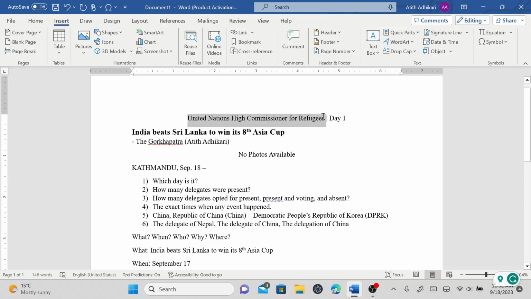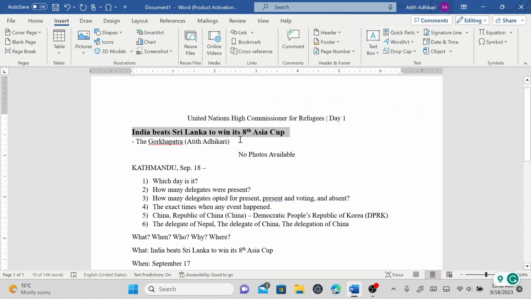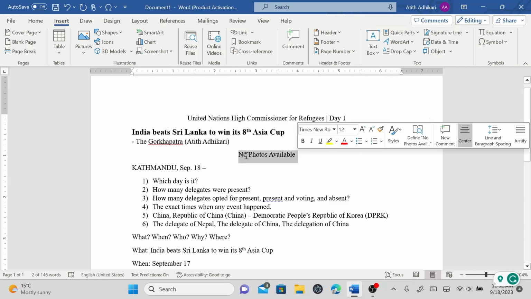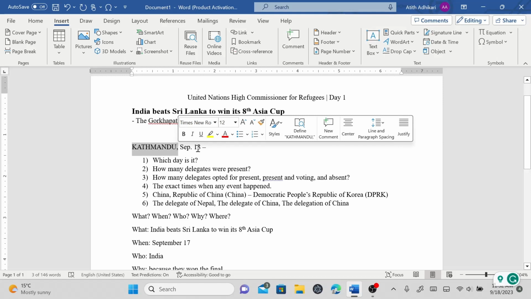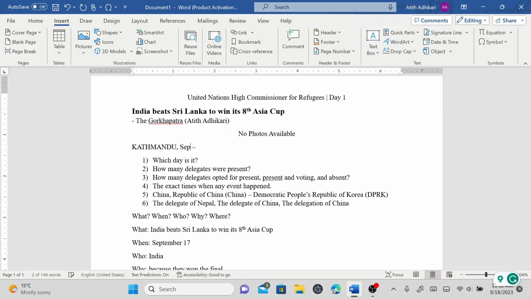So basically, when we write a news article, the things that we have to be careful about is that we need to write which committee we're allocated in and what is the day of writing the article. Then we just have to write our title of the news article or the committee report, and then your news agency, and in the bracket, your name. If available, put any photos. If not, it's okay. And then write Kathmandu, comma, the date of your writing the report. And for all of us, it's going to be September 30th, I believe.